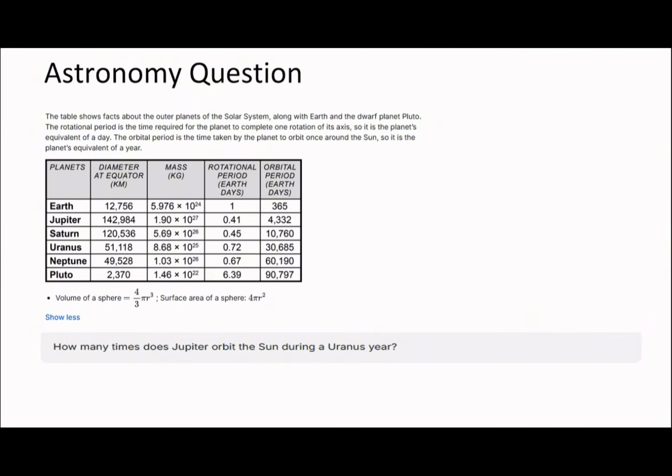How many times does Jupiter orbit the Sun during a Uranus year? A Uranus year is 30,685 days. Jupiter takes 4,332 days to orbit the Sun once. Once you understand the idea behind orbital period and rotation rate, it makes the question so much easier. So during a Uranus year, this is how many days are in total, and each orbit for Jupiter is just 4,332. This is the Uranus year, and this one is each Jupiter solar orbit.